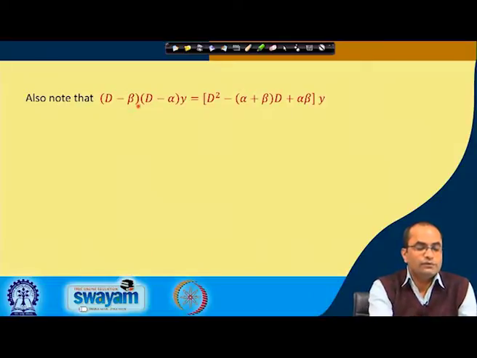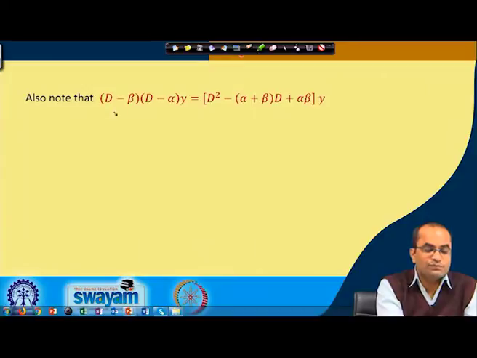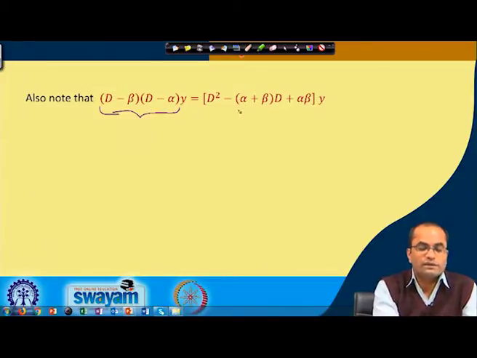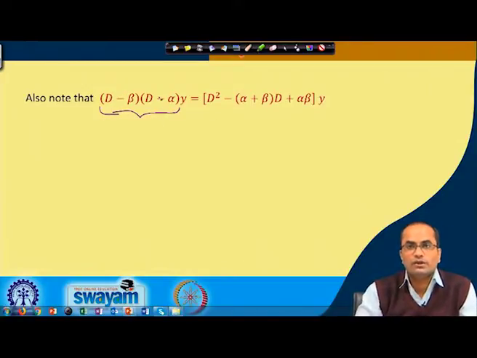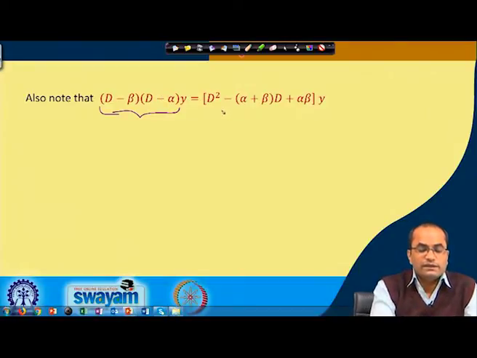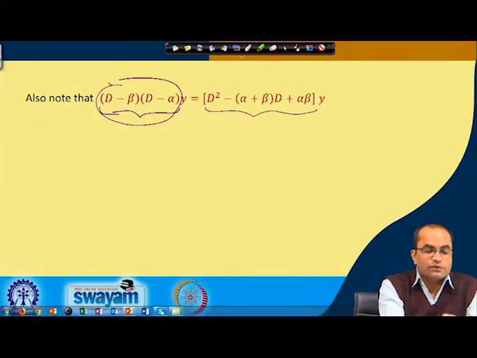Again, we also note, as in the previous slide, that D minus beta times D minus alpha, or the other way around, D minus alpha times D minus beta, is equal to D square minus alpha plus beta D plus alpha beta. What is the observation here? That this product is working like the product of numbers, though these D operators are not numbers, but here they are being treated as numbers, because if we make this product of D minus beta and D minus alpha, what will happen?